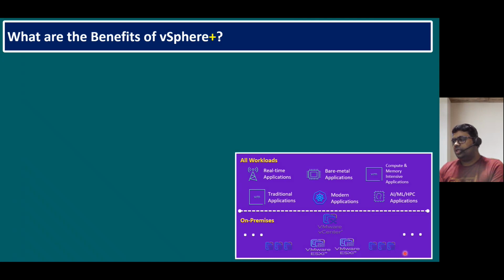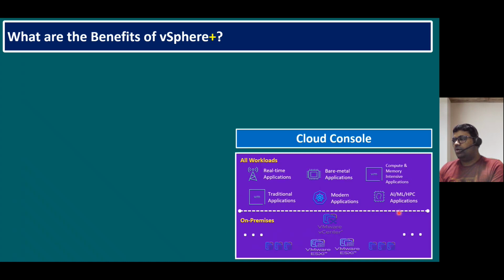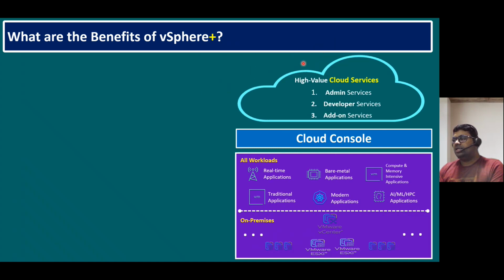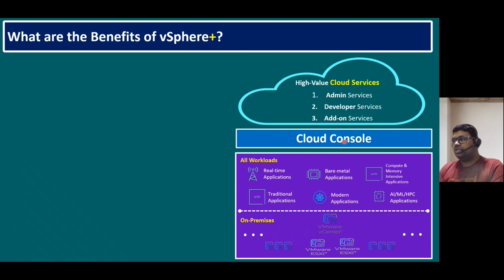Okay, so this is our existing vSphere environment. On top of the vSphere environment, once you subscribe for a vSphere Plus license, the main components are the Cloud Console, and we also receive the high value cloud services using the Cloud Console. These are all the benefits of vSphere Plus. These high value cloud services are admin services, developer services, and add-on services.